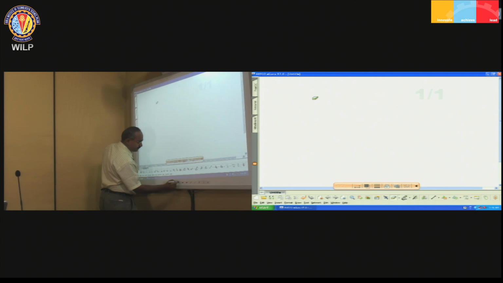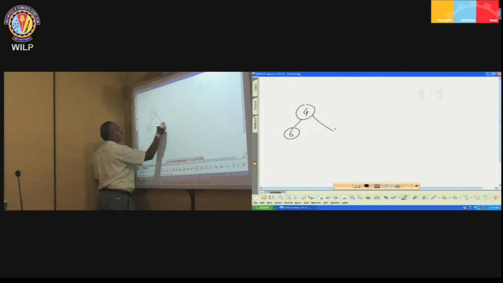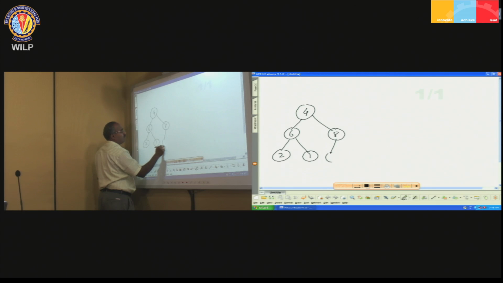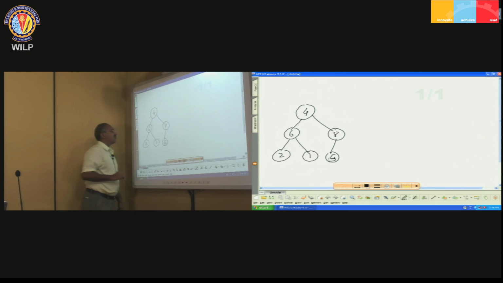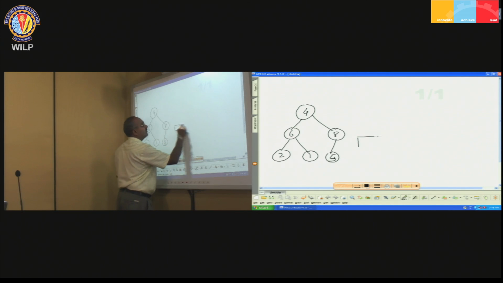Say for example, I have a complete binary tree, and at each node you have the data that it is going to store. So, at these nodes you have 4, 6, 8, 2, 1 and 5. We had seen the array that will represent this.